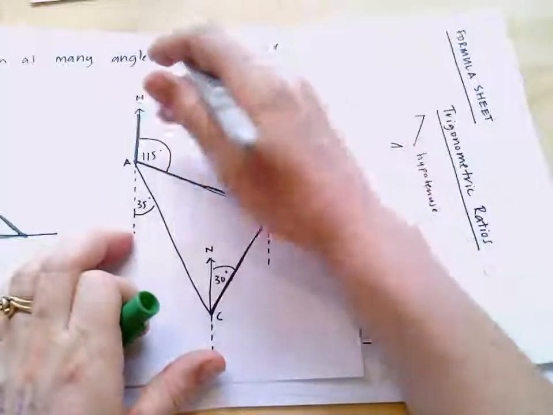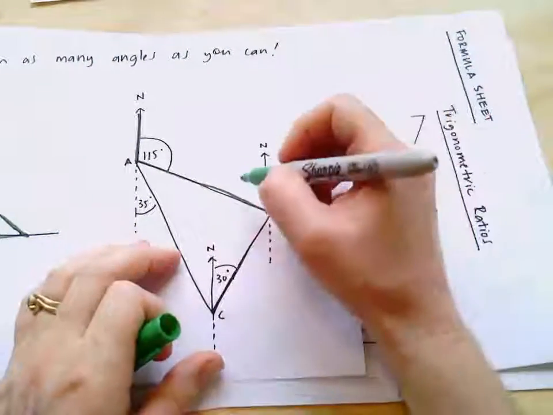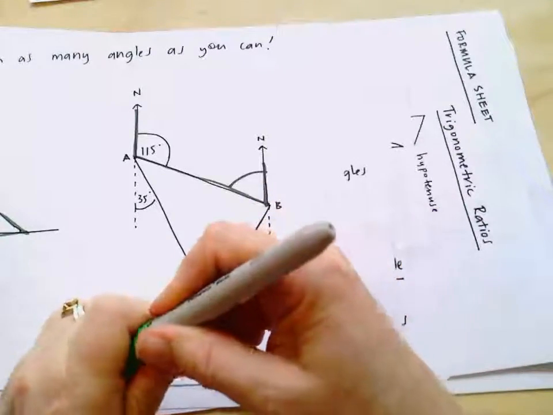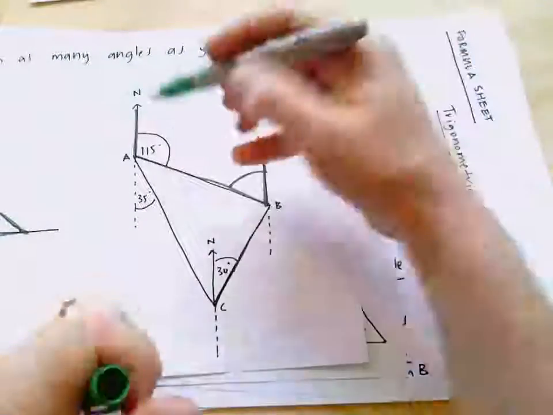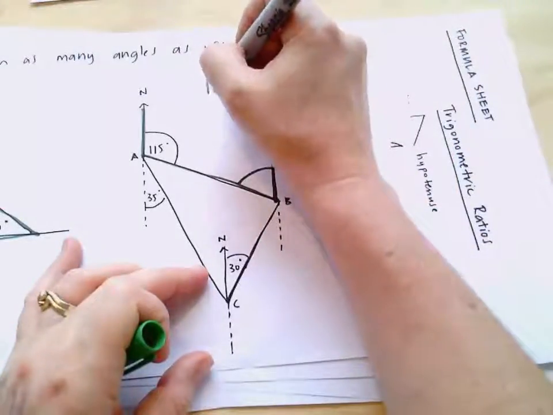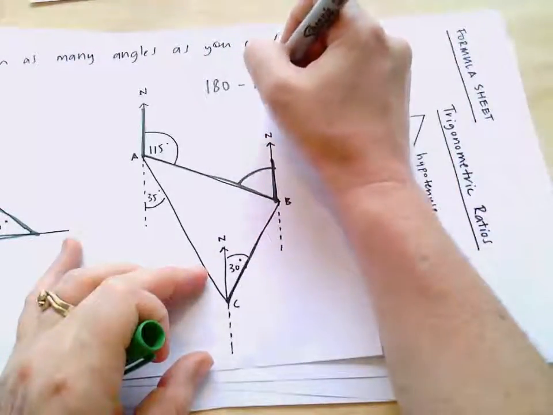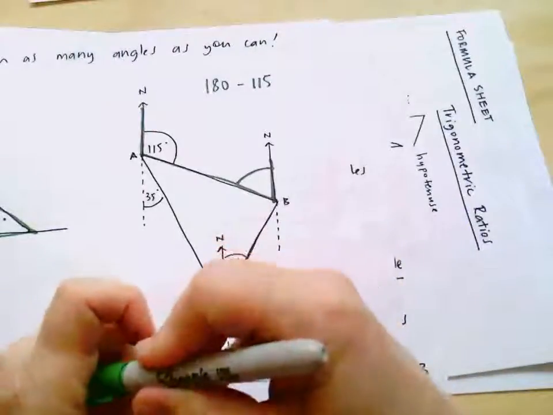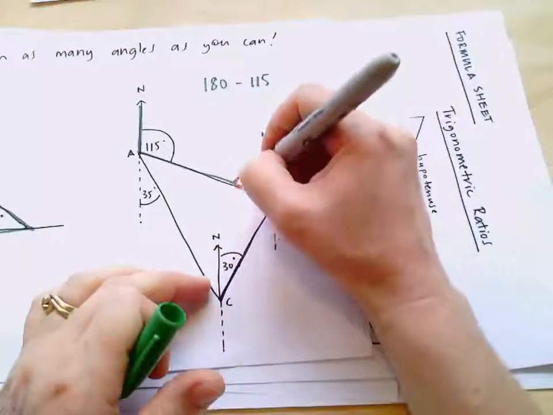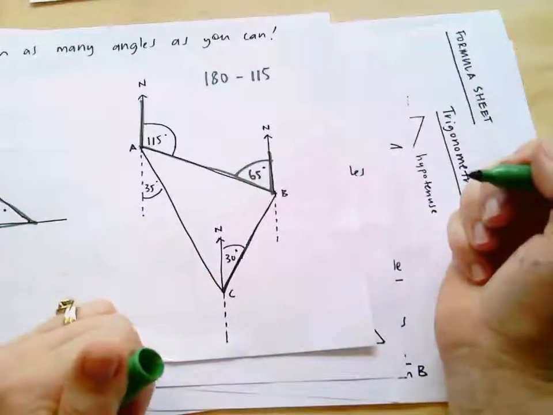I know they're parallel because they're both pointing north. So I'm going to use that fact to work out what this particular angle must be. If this one here is 115 and they have to add up to 180, I'd be looking at, well, what's 180 minus 115? So I'd be doing that and saying, well, that must be 65 degrees. So this one here must be 65 degrees.